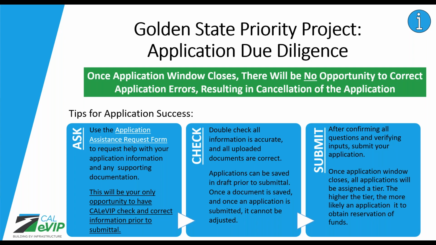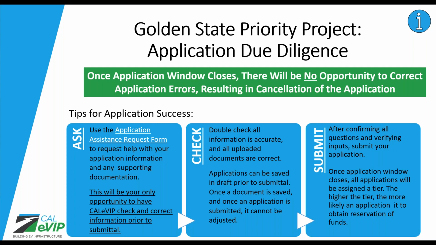And so we have some tips for application success to think about at the very beginning, and our other coworkers will be going over some of the more details on the process and how to apply. But in general, we have the ask, check, submit. Think about that with the ask, use your application assistance request form.